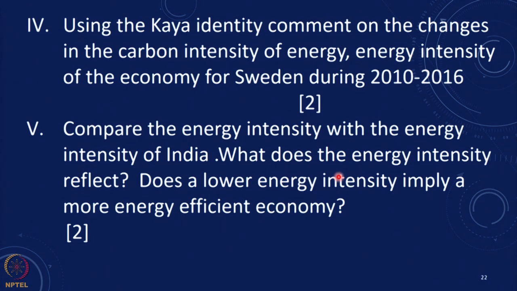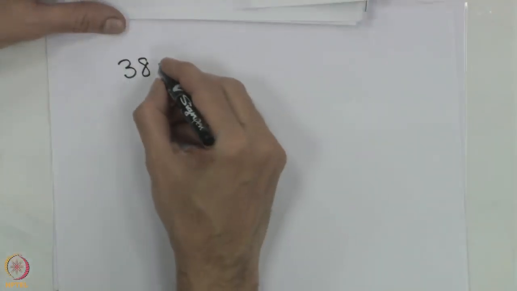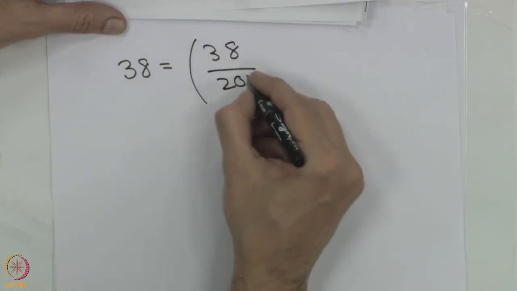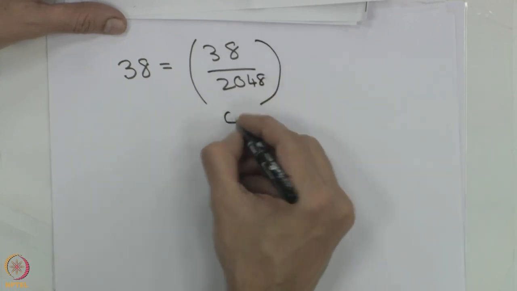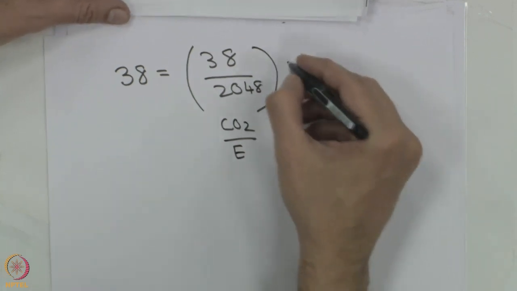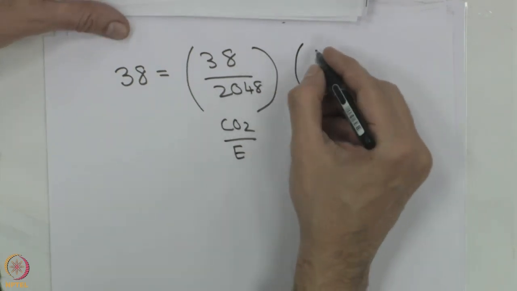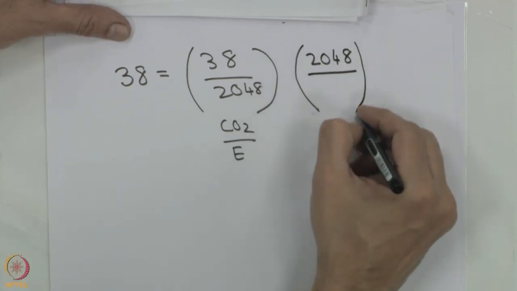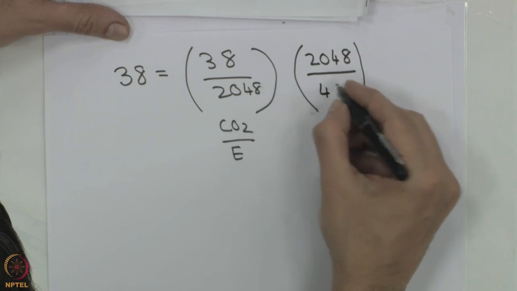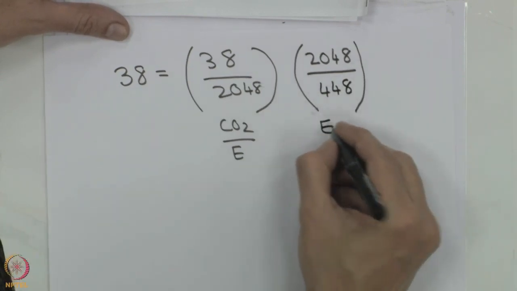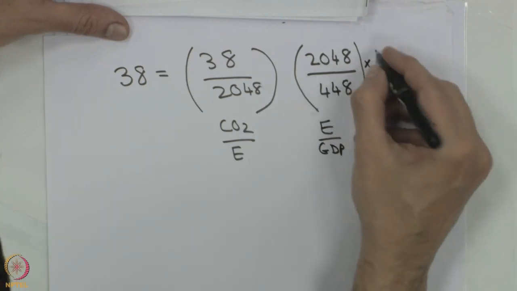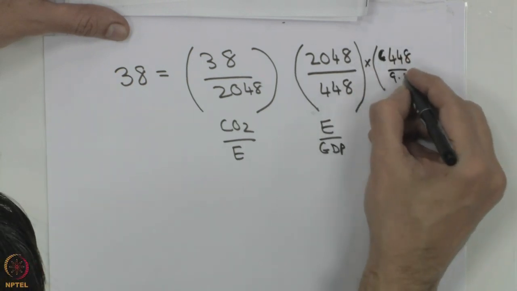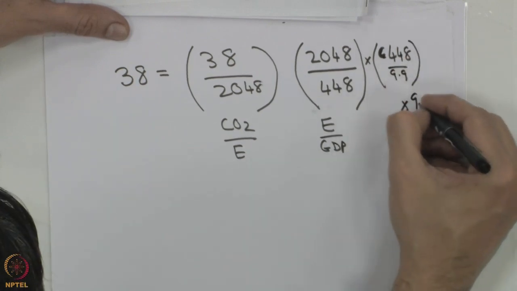If you look at Sweden for 2016, the total CO2 emissions is 38. So, this is 38 by 2048, which is CO2 per unit energy, into energy per unit GDP, E by GDP, into GDP per population, into population.